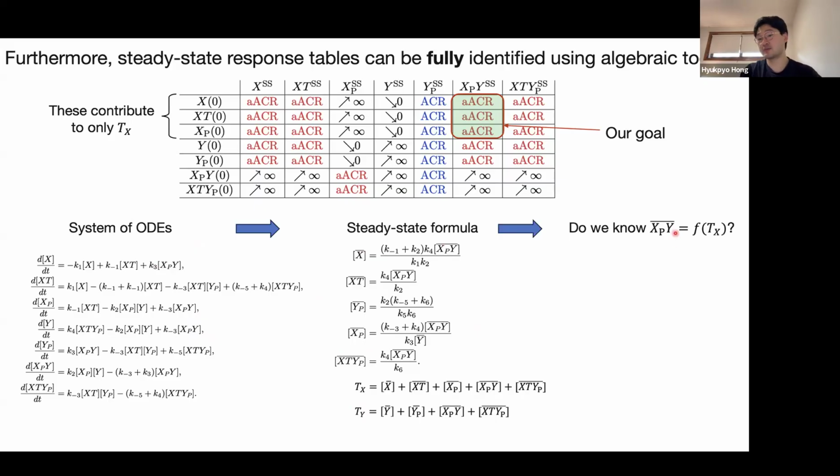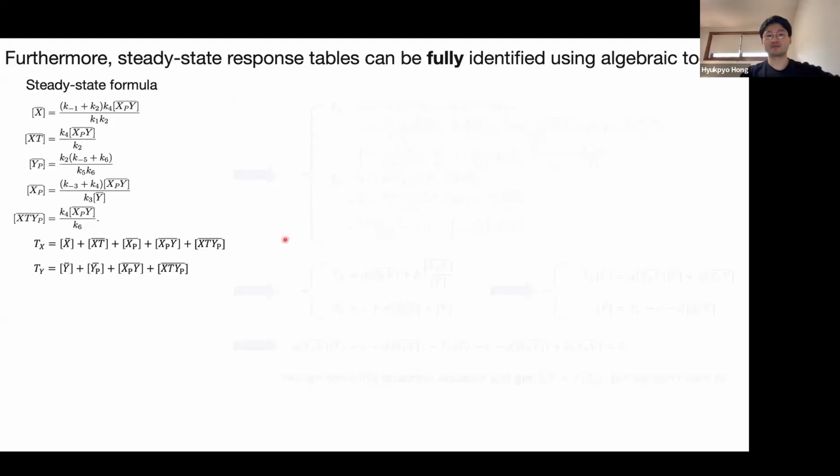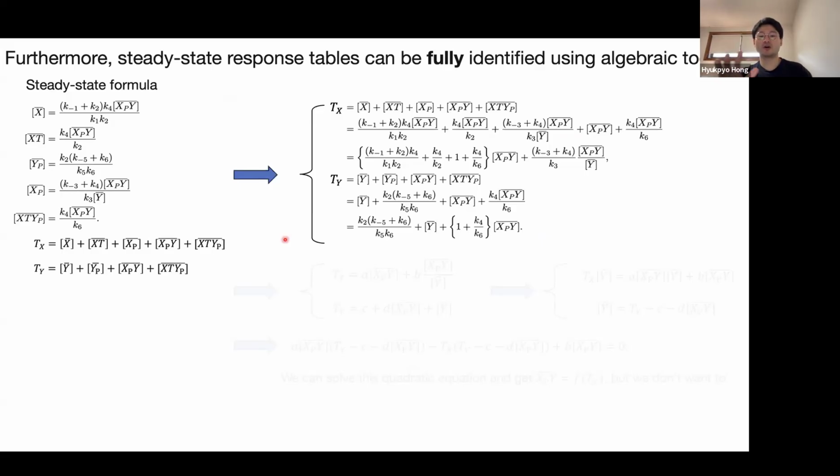And the question is, do we know the steady state level of XPY as a function of T sub X? Because T sub X is something that we increase right now. If we know this function, then we can just let T sub X go to infinity and see what the steady state value of XPY is. So we started from the steady state formula, and then we had to do multiple steps of algebraic computation. They are all about function simplification and then elimination.